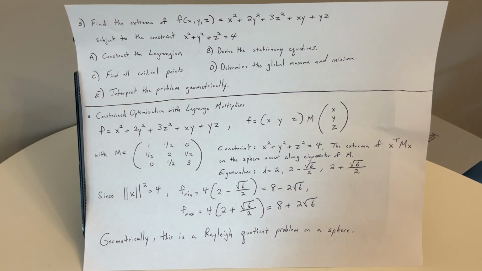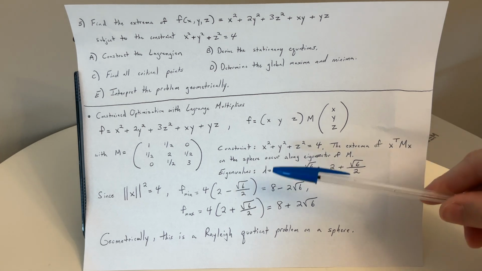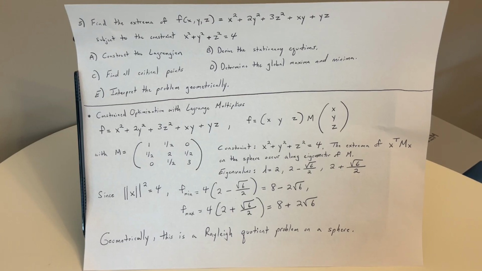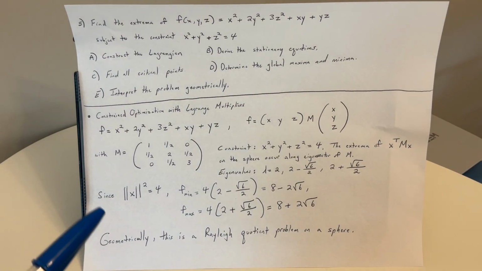And here we have the extrema of x transpose Mx on the sphere occur along the eigenvector of M. So our eigenvalues are going to be lambda equals 2, 2 minus square root of 6 over 2, and 2 plus square root of 6 over 2 for the respective lambdas. Okay, and here for the norm of x squared, that equals 4.